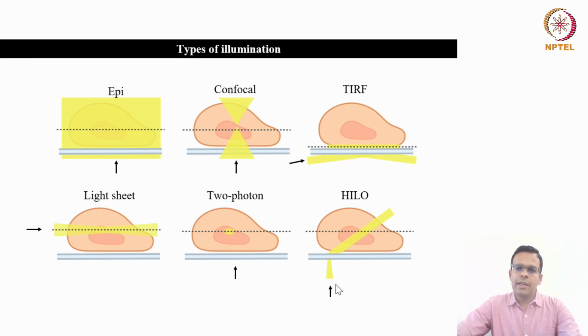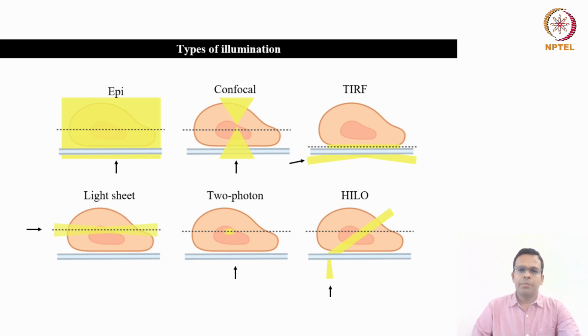And in the HiLo illumination, you can see a thin sheet of light passes through the sample. So the light enters the objective lens at a certain angle, so that a thin sheet of light passes through the sample. It can pass through the nucleus as well as the cytoplasm. It will only illuminate a few molecules present in the nucleus and in the cytoplasm.